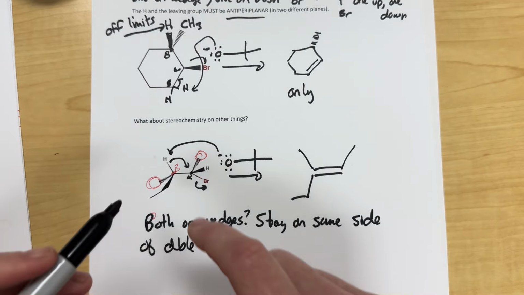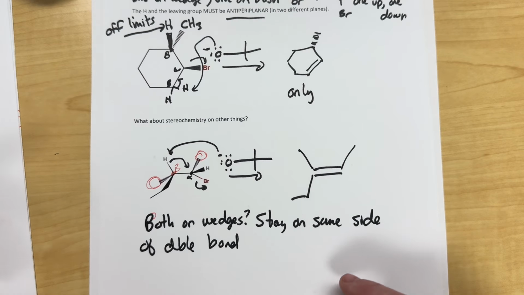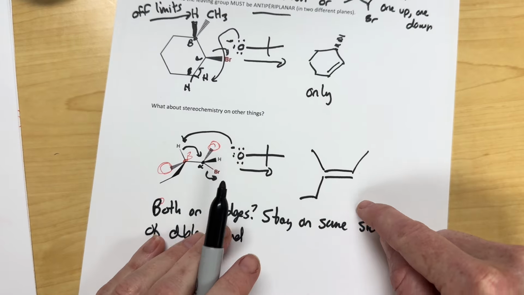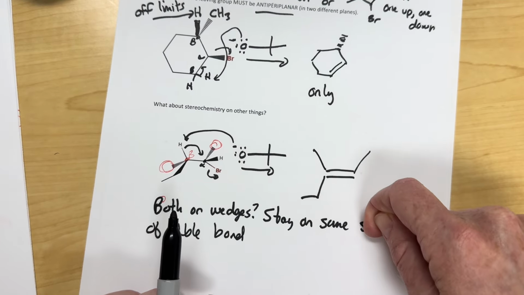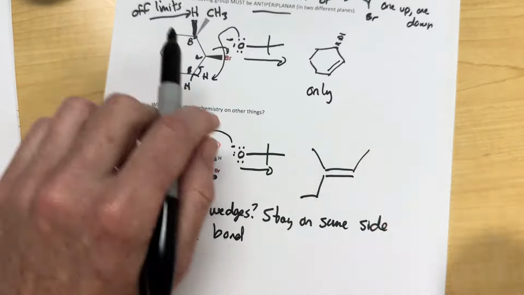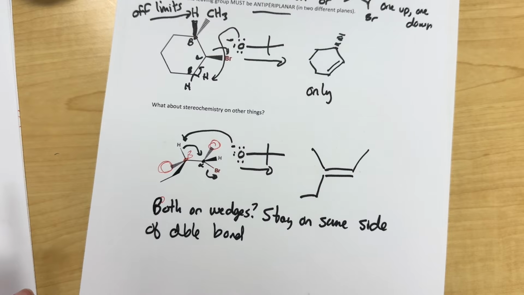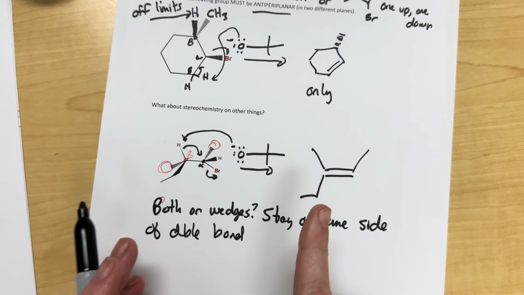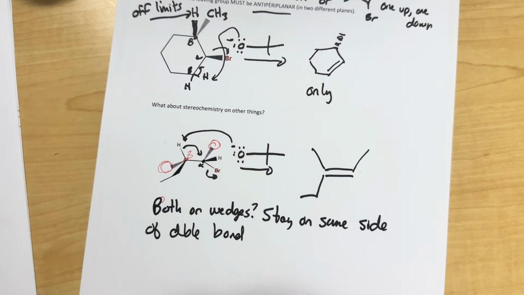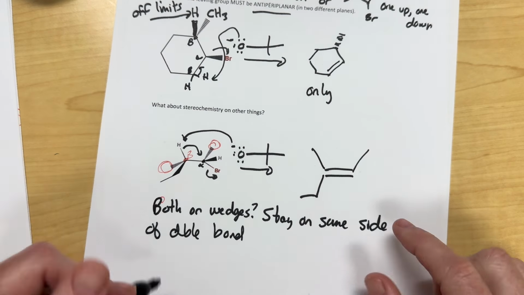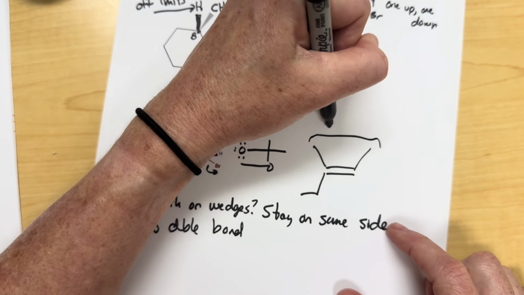So when you're doing these double bonds, you wouldn't want to put a methyl group down here, for example, because if you put the methyl group down here, you're indicating that they weren't originally wedges, or dashes, excuse me. So this and this have to be on the same side.